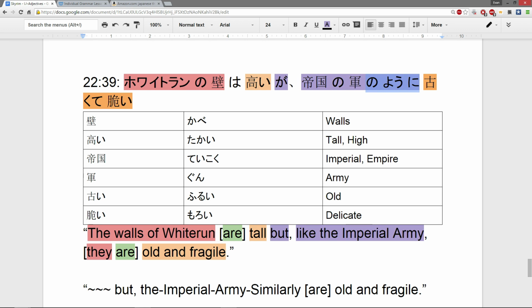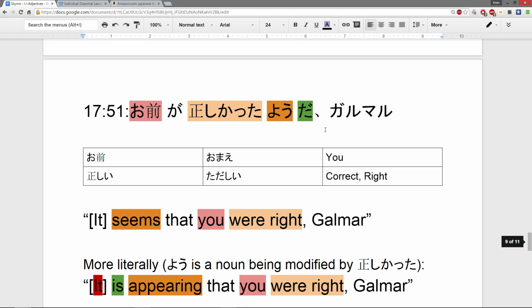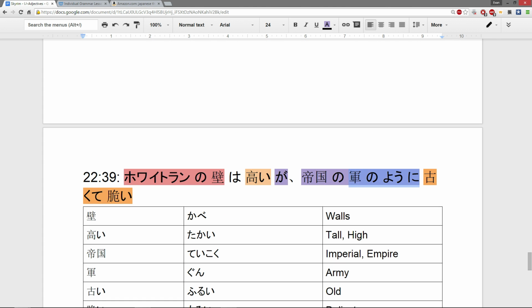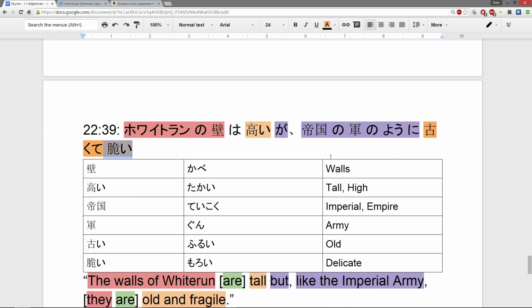This no yoni, we have a noun here. Noun plus no yoni means in a similar fashion to. Remember how we had yo over here? In a fashion of, in a manner of, just like that. It appears like. Similarly to. Similarly to the empire's army, furukute is old and moroi is delicate.